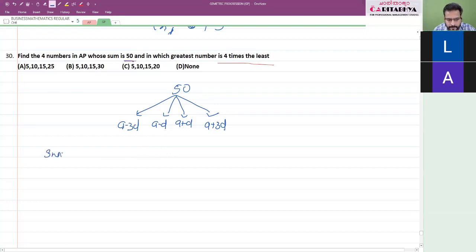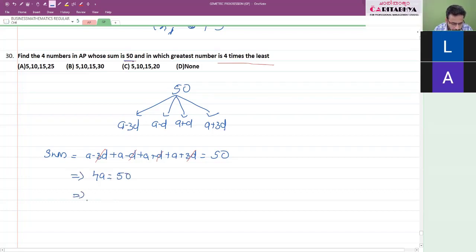The sum is A minus 3D plus A minus D plus A plus D plus A plus 3D equal to 50. So minus 3D and plus 3D get cancelled, minus D and plus D get cancelled. 4A equal to 50. That implies A is equal to 50 divided by 4, which is 25 divided by 2.